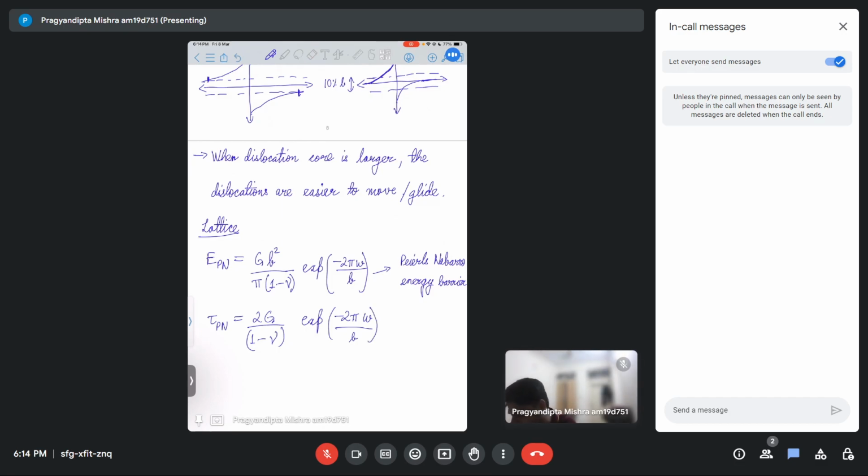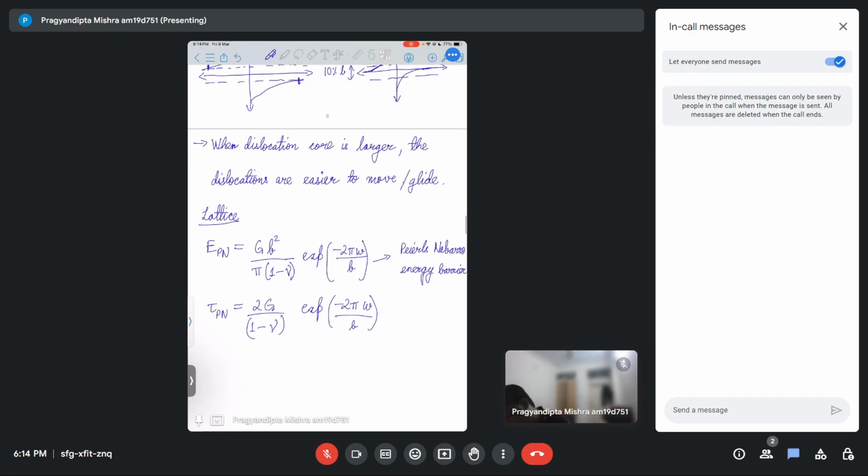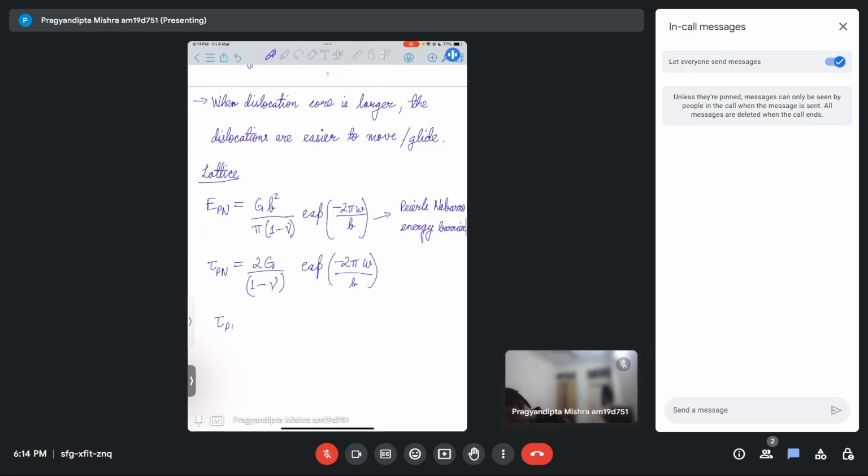How am I calculating this shear stress? We know that stress is equal to 1 by b times the maximum of the partial derivative of E with respect to x. Using this, we can calculate the Peierls-Nabarro stress.